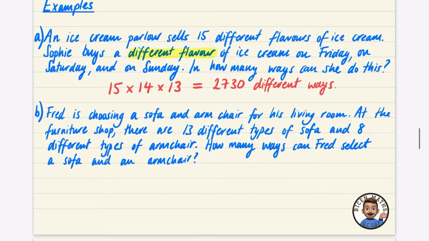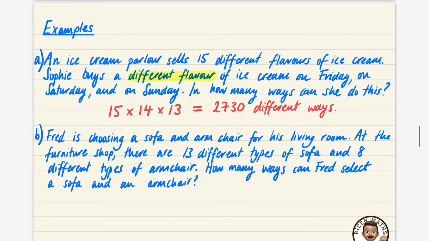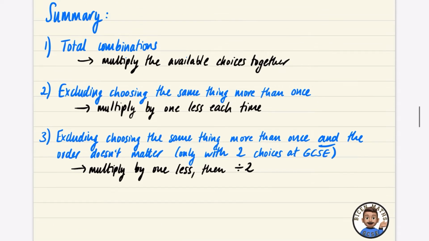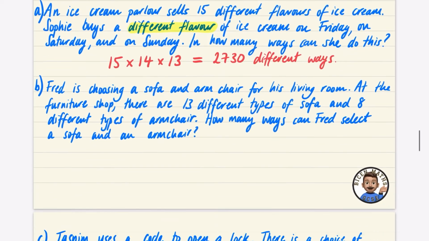It then says here, Fred is choosing a sofa and an armchair for his living room. At the furniture shop, there are 13 different types of sofa and 8 different types of armchair. How many ways can Fred select a sofa and an armchair? So out of type 1, type 2, and type 3, I think it's probably just going to be number 1. There are no restrictions. He can choose the same thing, but they're different to each other. So I think it's just going to be multiplying the available choices together.